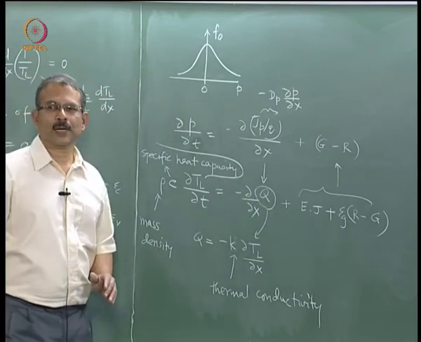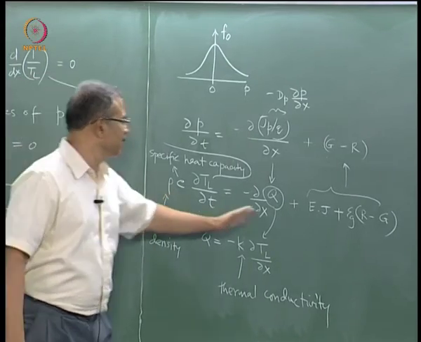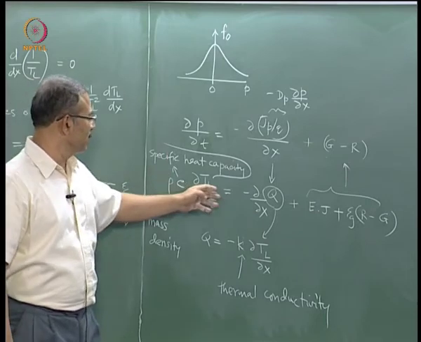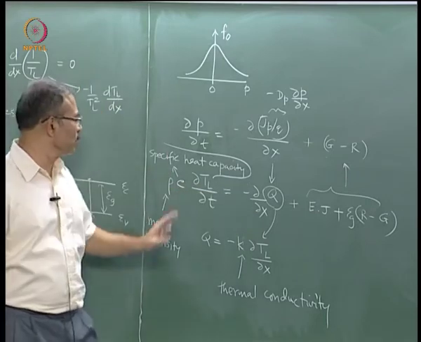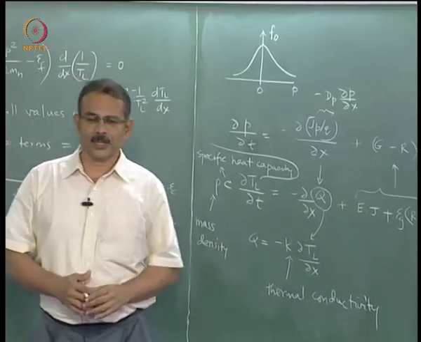I leave it to you as an exercise to show that dimensionally now this equation is correct. You put dimensions of these quantities, and this is an exercise that I want you to do. Put dimensions of each of these quantities and show that this equation is dimensionally correct.